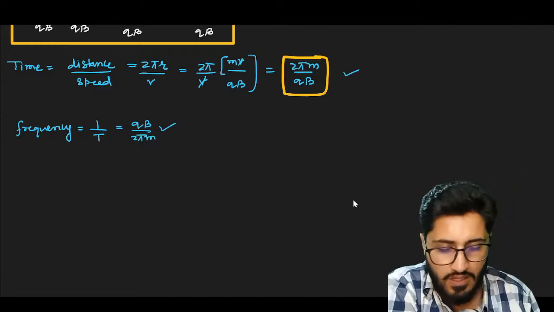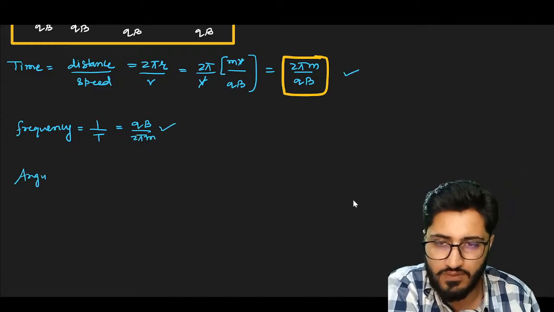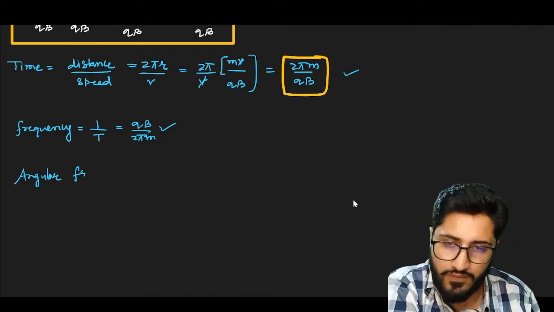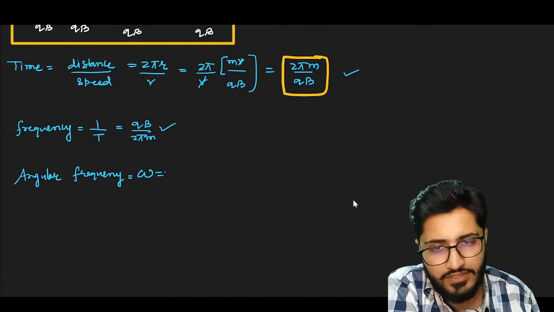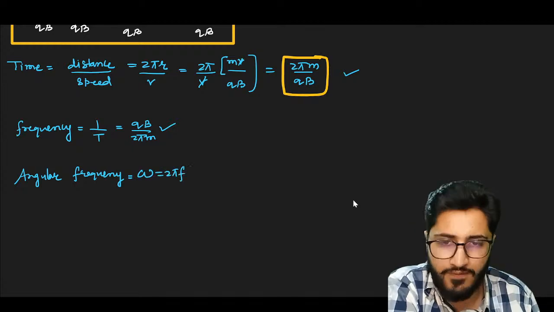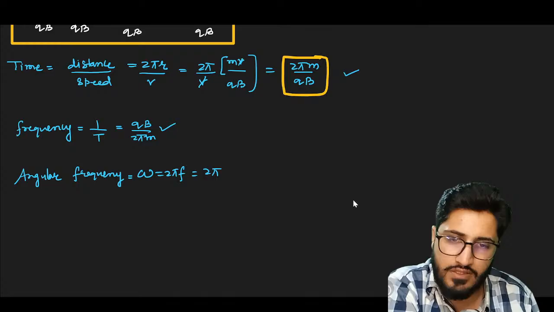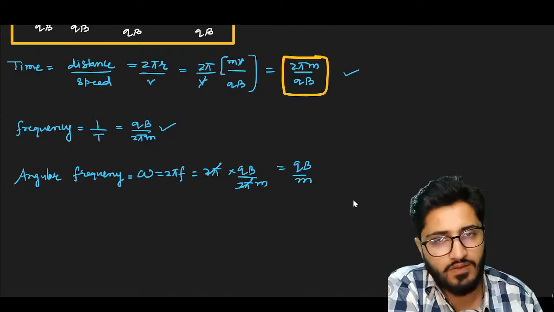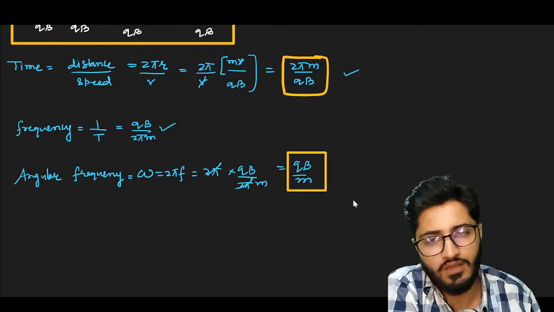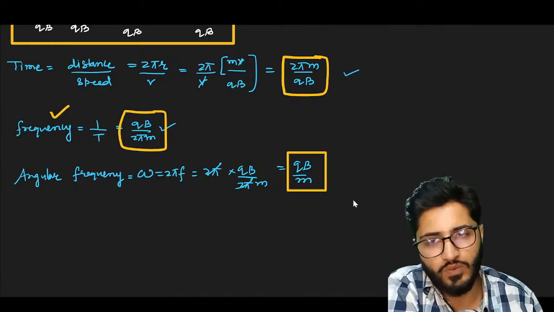Now, what is angular frequency? Again, that is omega, which is 2 pi f. It is 2 pi times f, and f is qB by 2 pi m. 2 pi cancels out, so it is qB by m. So this is the frequency, time period, and angular frequency.